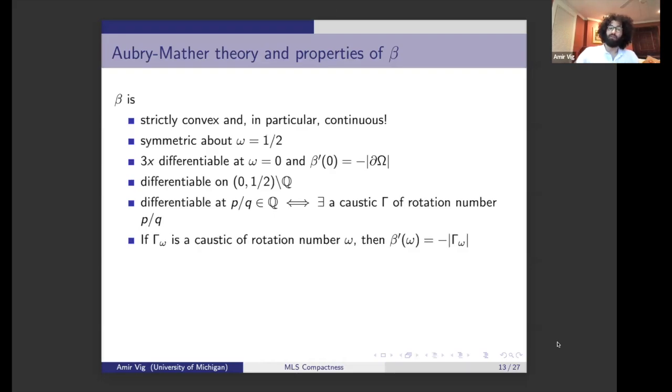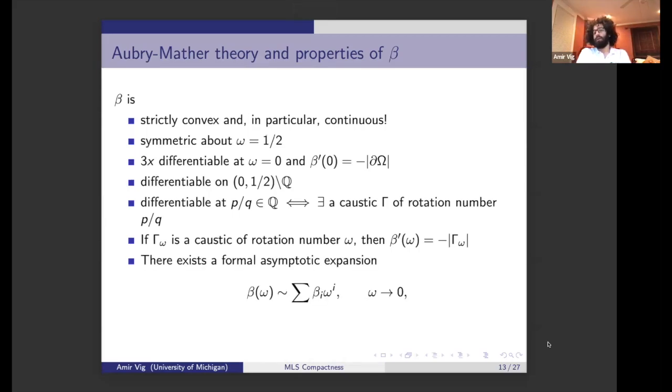If gamma is a caustic of rotation number omega, then the derivative of beta at that rotation number is in fact the length of the caustic. So you can see actually that omega equals 0 is a special case of this. If you think about the boundary as being a caustic, then you differentiate it at 0, you get the length of the boundary, but this is true even in the interior. And so this is kind of a very deep theorem.